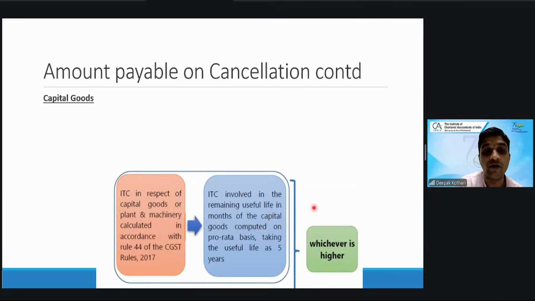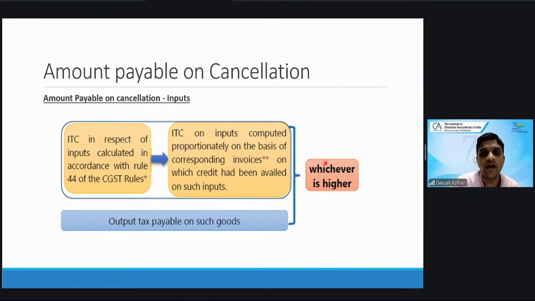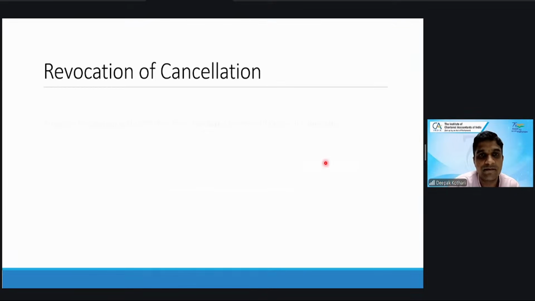And similarly for capital goods, the ITC you have taken is reduced by a depreciation of 5% for every quarter. So you will reduce that depreciation, calculate that, and you will calculate the tax on the sale value of that asset. Whichever is higher is what you will pay as taxes to the government. So these two slides are very important. That is, what will be the tax you will pay on cancellation. You have to do a comparison of the ITC you have taken and the tax payable. Whichever is higher, you have to consider.